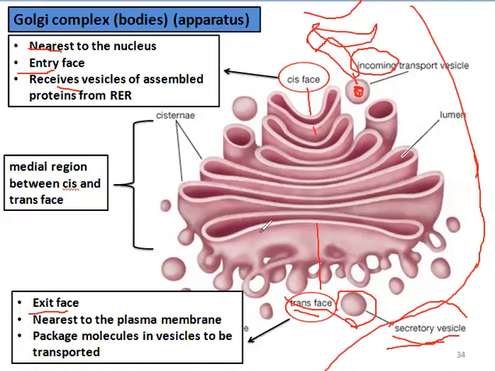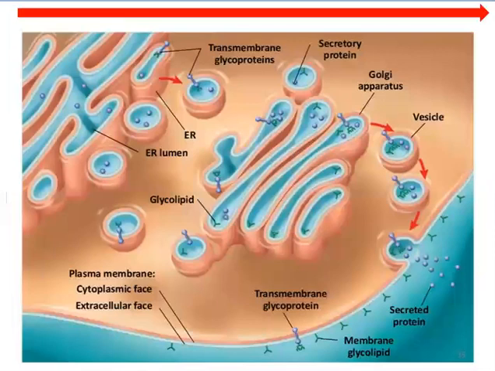Now of course we also have, between this cis phase and this trans phase, a medial phase. For the Golgi as a whole we say we have the cis zone and the trans zone, or the cis region and the trans region, and in between them you have the medial region, which is between both phases. Now to summarize the process that I just explained.